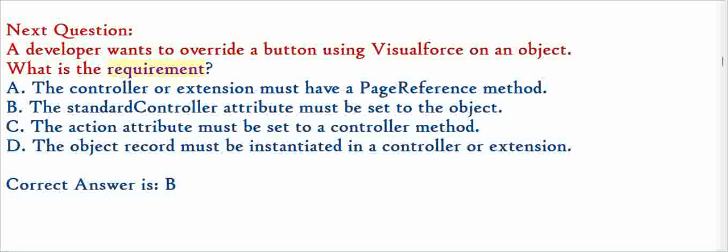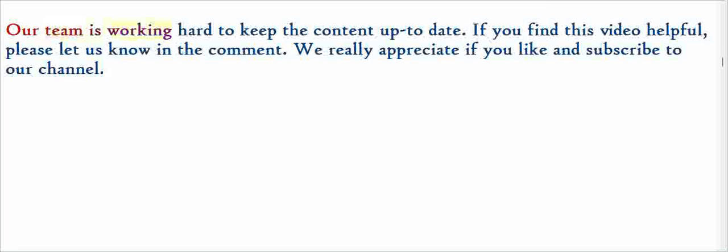Next question. A developer wants to override a button using Visualforce on an object. What is the requirement? A. The controller or extension must have a page reference method. B. The standard controller attribute must be set to the object. C. The action attribute must be set to a controller method. D. The object record must be instantiated in a controller or extension. Correct answer is B.